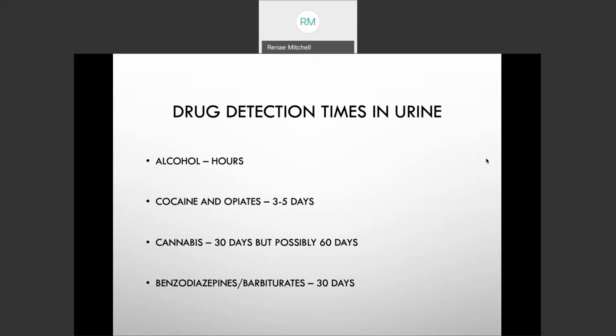In urine, the other factor that can impact drug testing is what drug you are testing for. If you're testing for alcohol, alcohol can only be detected in the urine for a few hours, versus cocaine and opiates, which can be detected for 3 to 5 days. Cannabis can be detected for 30 days at least, sometimes a couple of months, 60 days. Benzodiazepines or barbiturates can be up to 30 days. So not only does it matter what substance of the body you're testing, but also what you're looking for.